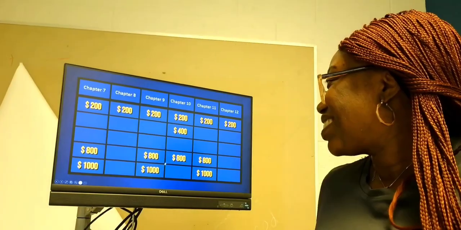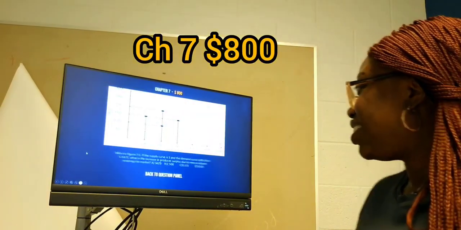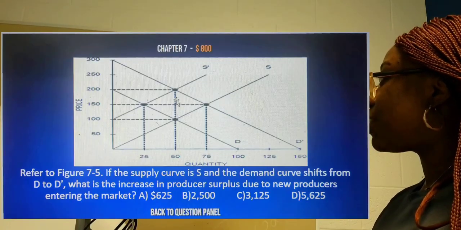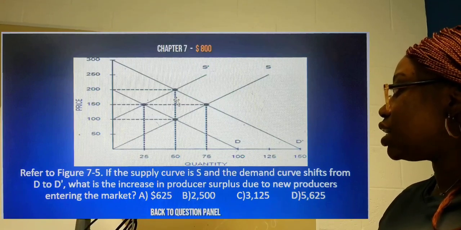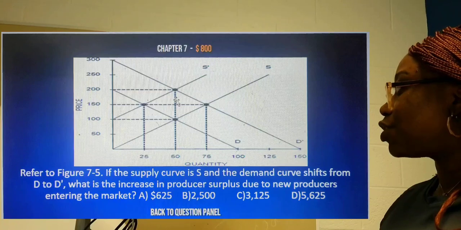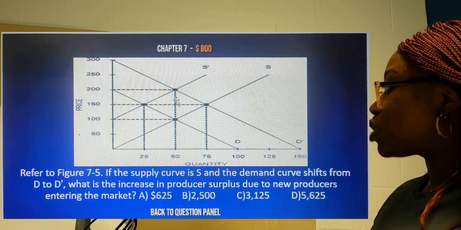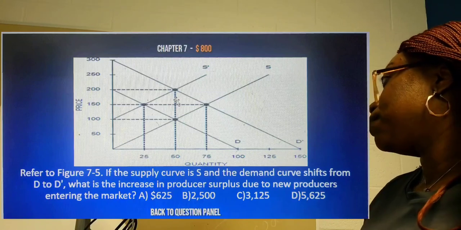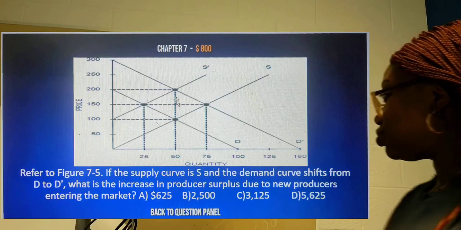Group 1. Chapter 7, 800. Okay. If the supply curve is S, as in this initial S, and the demand curve shifts from D, this D, to D prime, so the demand curve shifts to the right. What is the increase in the producer surplus due to new producers entering the market? Whose turn is it? Group 1. Okay, what's your answer? D.